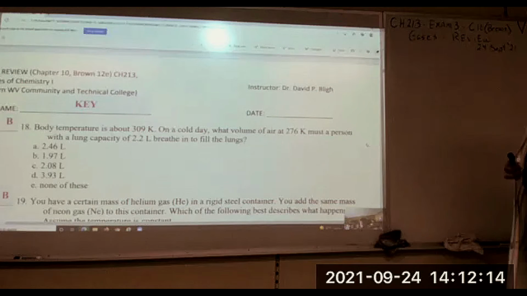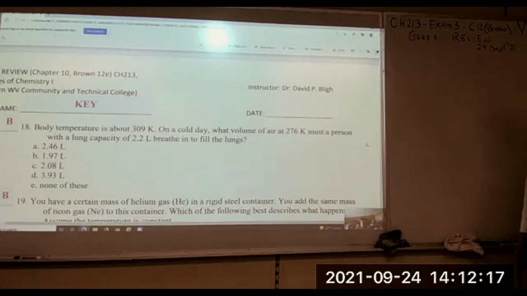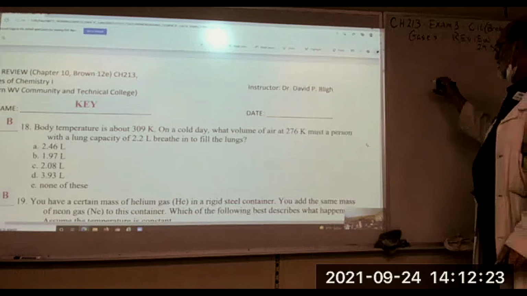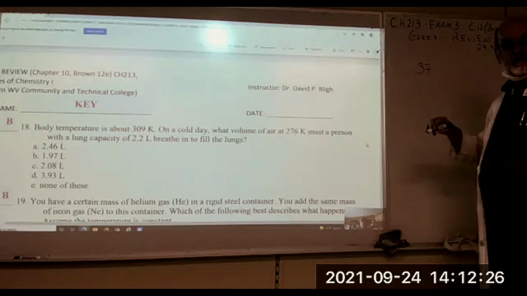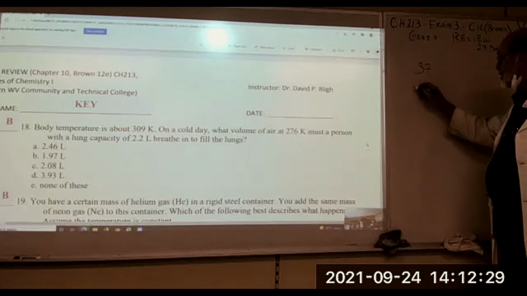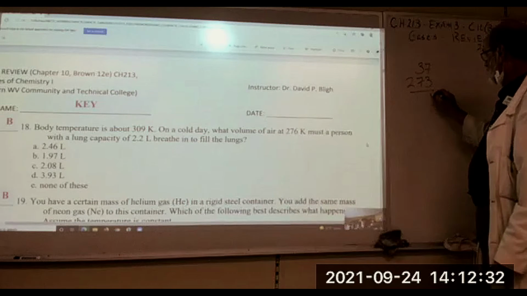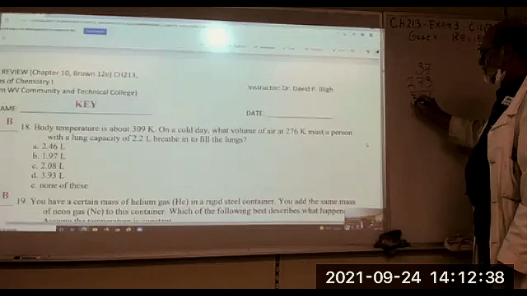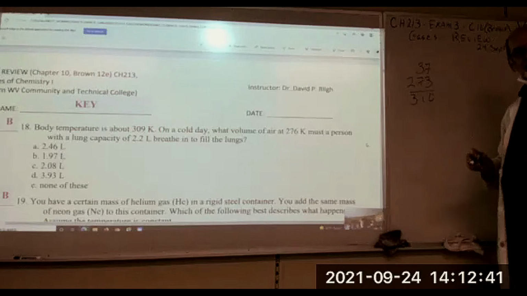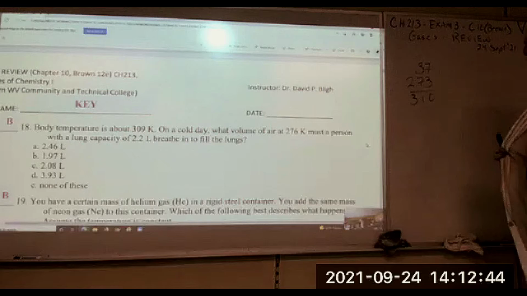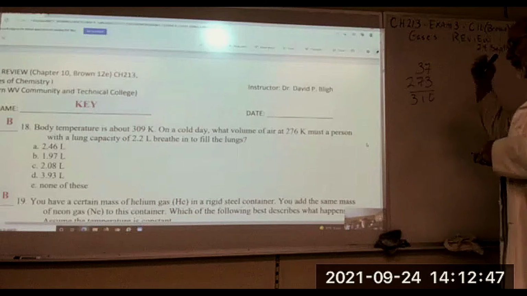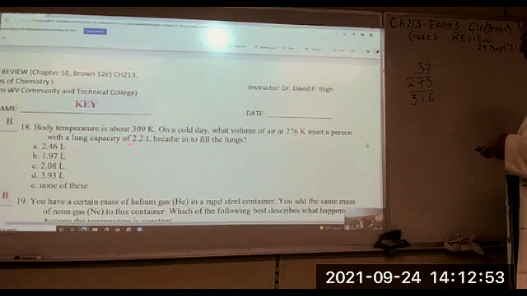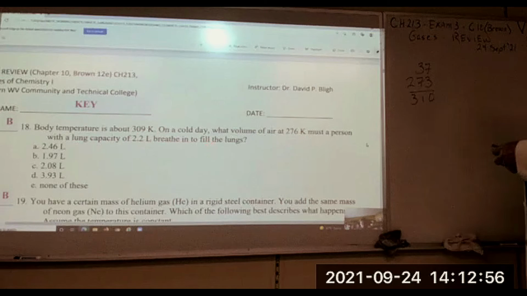This is an interesting problem. Body temperature is 309 degrees Kelvin, which is what? Let's see if that's true. 37C is normal body temperature, 98.6. Close. Yeah, it's close. So we have to take their word for it. 309K. On a cold day, what volume of air at 276 must a person with a lung capacity of 2.2 liters take in to fill the lungs?